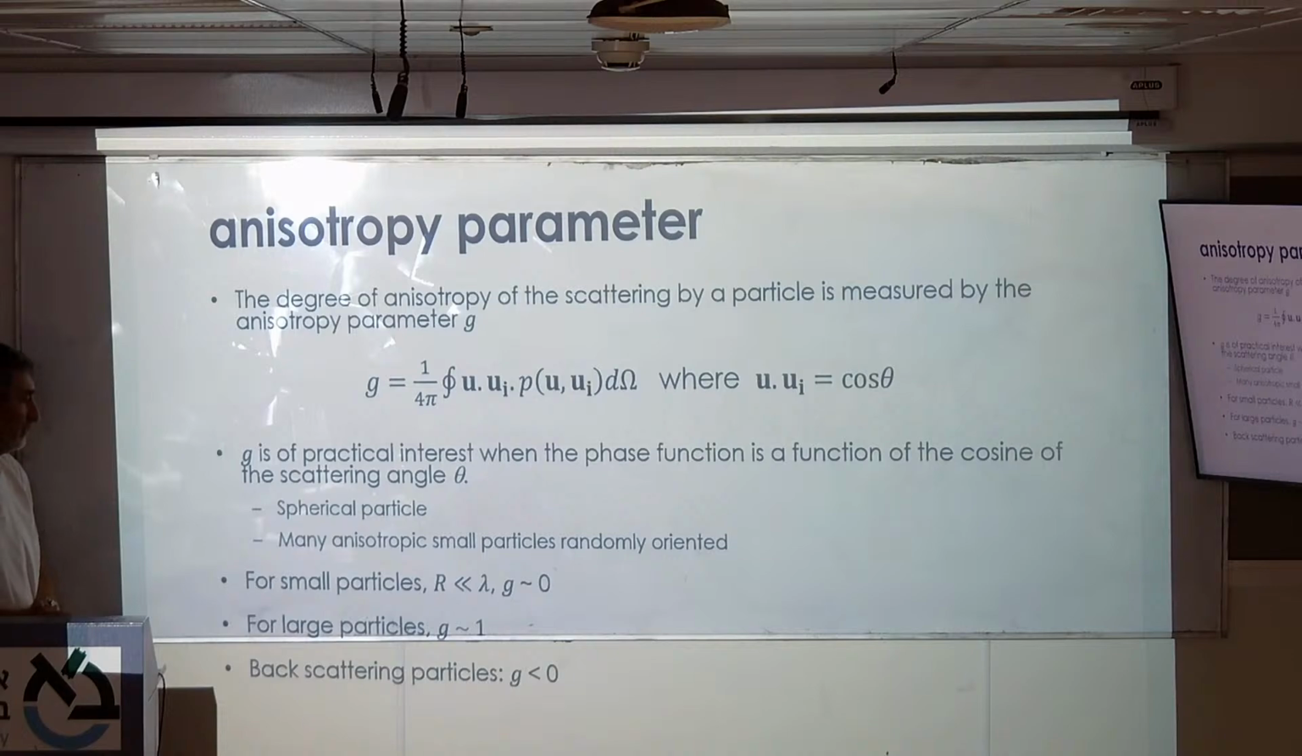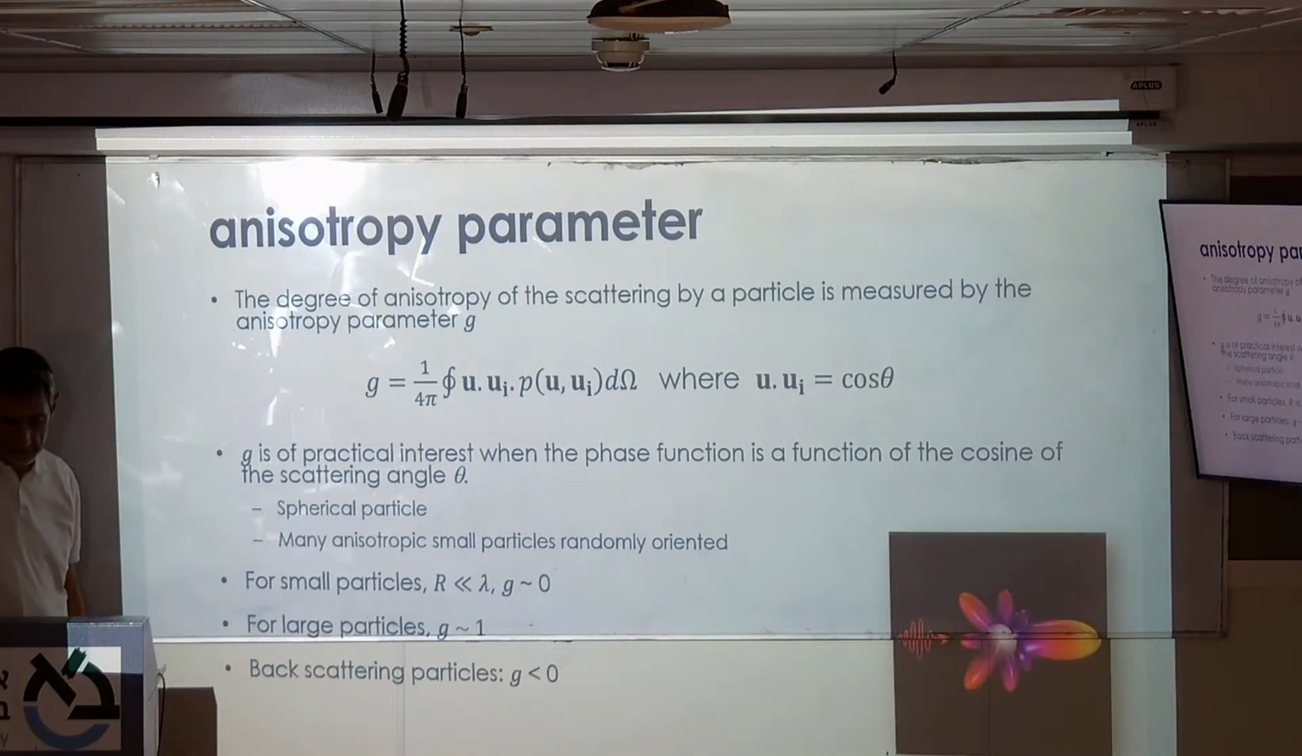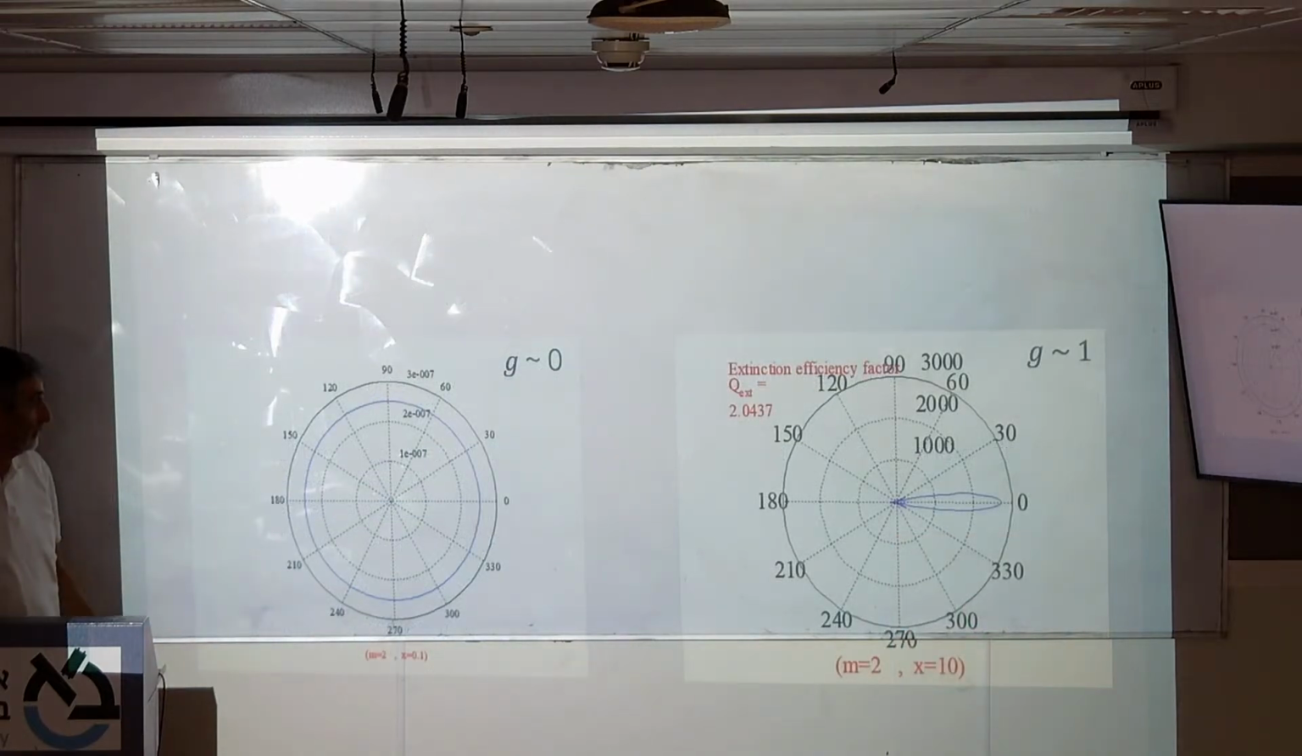So, by the way, those are two examples. That's the case of a very small particle. The size parameter is small. The scattering is the same in all directions. The case of a very large particle, the scattering is in the forward direction, so strongly anisotropic. G is close to 1 in that case.